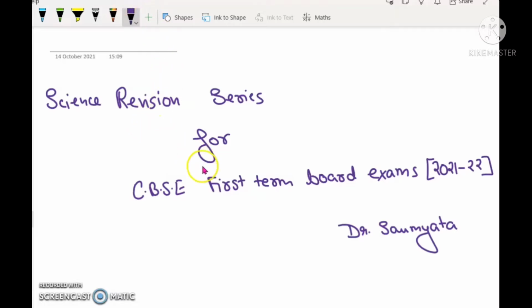After looking at the dire need for rapid revision, I am here with the revision series for the first term board exams of 2021. I will be selectively revising some important topics along with you all in this series.